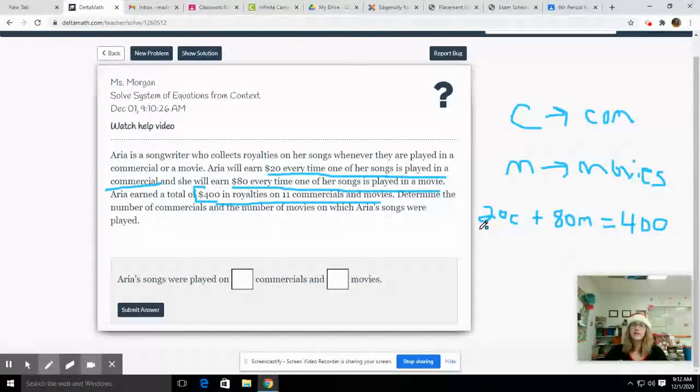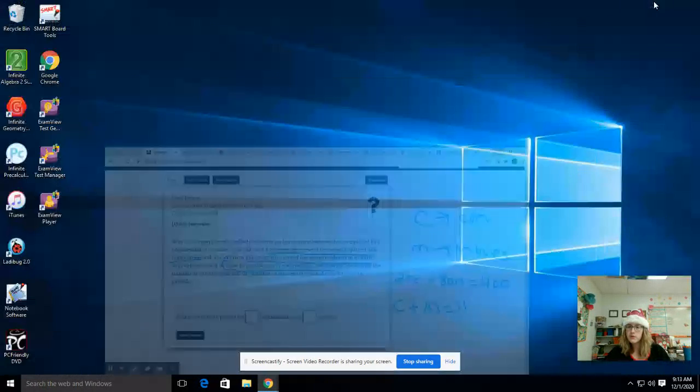So that means 11 combinations. So if you added the total number of commercials and the total number of movies together, you're going to get 11. So we're going to have our commercials plus our movies equal 11. So take a second to get that jotted down while I switch over to my document camera here. 20C plus 80M equals 400. And then we have C plus M equals 11. All right, let's switch over here and do some math.